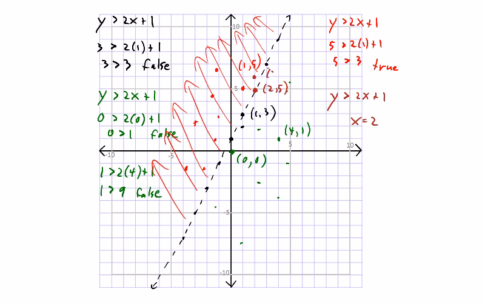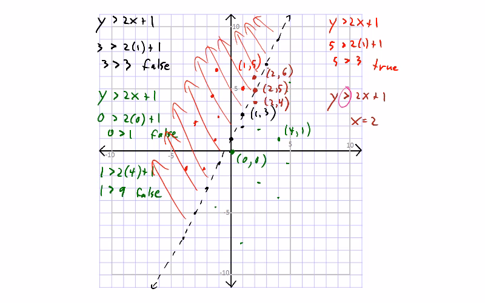If we put (2, 6) into the original inequality, we'll get that 6 is greater than 5, which is true. But if I try a point below (2, 5), like (2, 4), I'll get a false statement, because when I put it into the original inequality, I'll get that 4 is greater than 5, which is a false statement. So for any given x value, all of the y values above the line will make it true. And that's what will happen anytime you have a greater than sign.